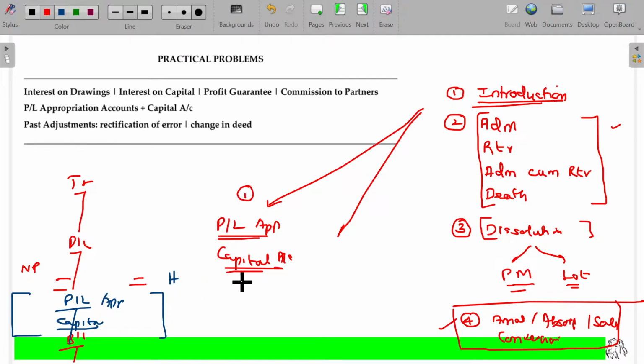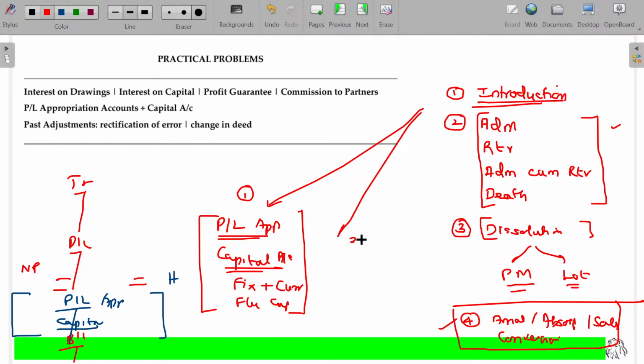Okay. Now, in capital account, we have two models of preparation. One is the fixed capital method, another one is the fluctuating capital method. Is that okay? The original investment made by the partner remains the same or constant irrespective of any profits or losses of the business over the period, right? Whatever profits or losses the firm earns will be accumulated separately in a new account called current account. So the fixed capital account along with the current account will be prepared, or both combined put together will be called a fluctuating capital account. This will be the set.